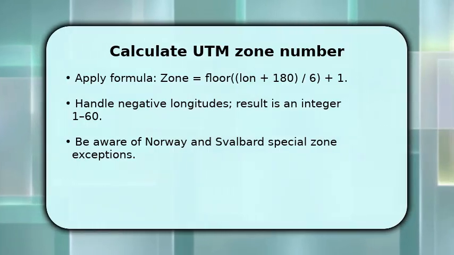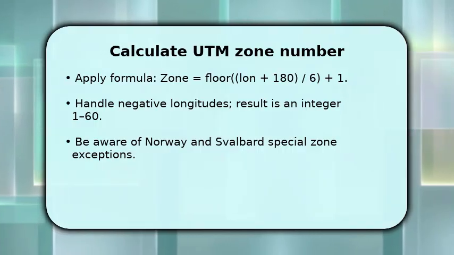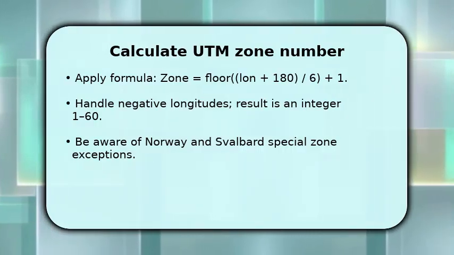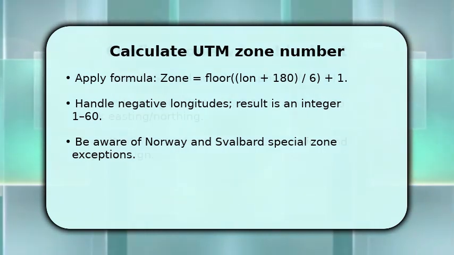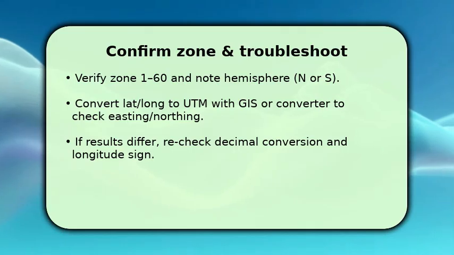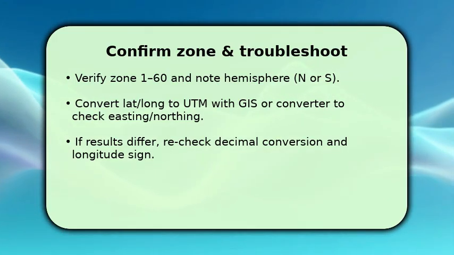Once done, check if the point lies in Norway or Svalbard latitudes, because those areas use special zone boundaries and need the adjusted rules. Now confirm the computed zone number and add the hemisphere. North if latitude is positive, south if negative.